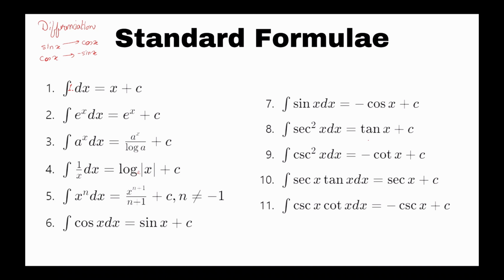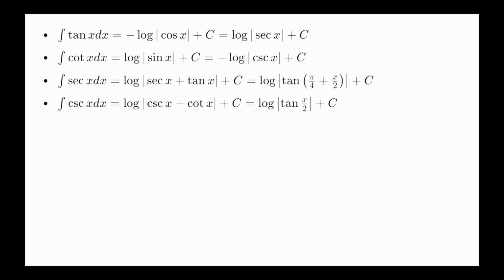Sec square x becomes tan x. Cosec square x becomes minus cot x. Sec x tan x becomes sec x. And cosec x cot x becomes minus cosec x. So again, just the formulas of differentiation taken in the reverse order. Now, a few more formulas that you need to remember.